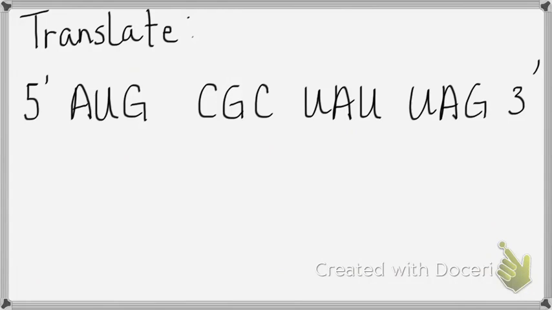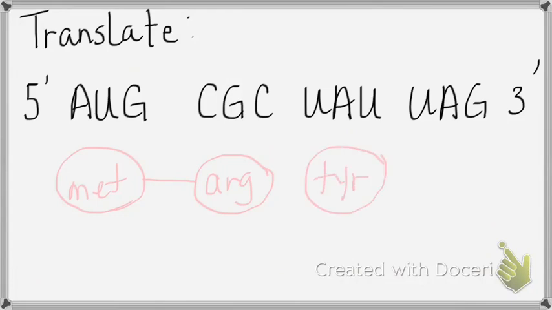Okay, so we need A, U, G, and just give me the first 3-letter abbreviation. Met. Okay. All right, C, G, C. Arg. Arg, good. Is there anybody who's confused on how we're doing this? Okay, great. U, A, U. Tyrosine, good. And U, A, G. So what would happen there? It'll stop.